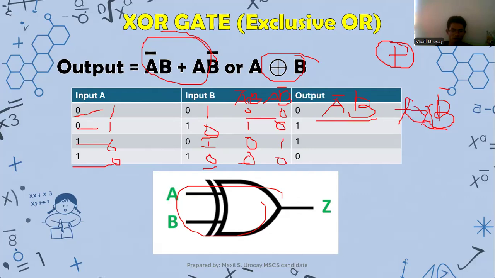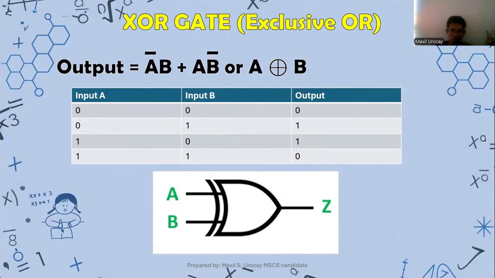So 0 and 0, that's gonna be 0. 1 and 0, that's gonna be 1. 0 and 1, that's gonna be 1. And 0 and 0, that's gonna be 0. So that means to say they are equivalent to each other. That's actually the logic behind why they are equivalent to that particular equation.